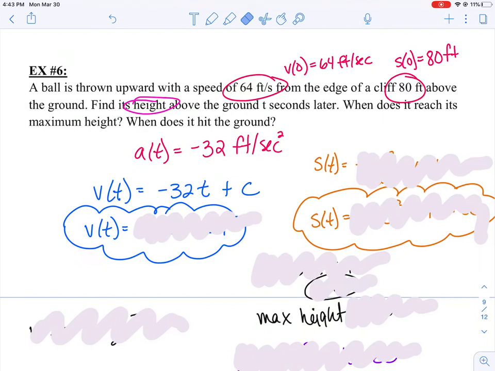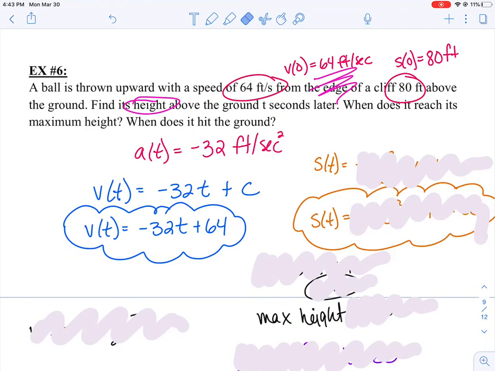So integrating it would give me a negative 32t plus c. But since I know some initial conditions in my velocity, I know that my initial velocity is 64, then can I actually come up with an exact velocity function of negative 32t plus 64? So that's my speed at any moment.